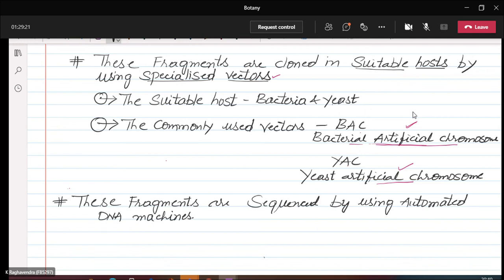What are these automated DNA machines? You cannot sequence manually now. It is not manual work, where you say this is A, then G, then C.